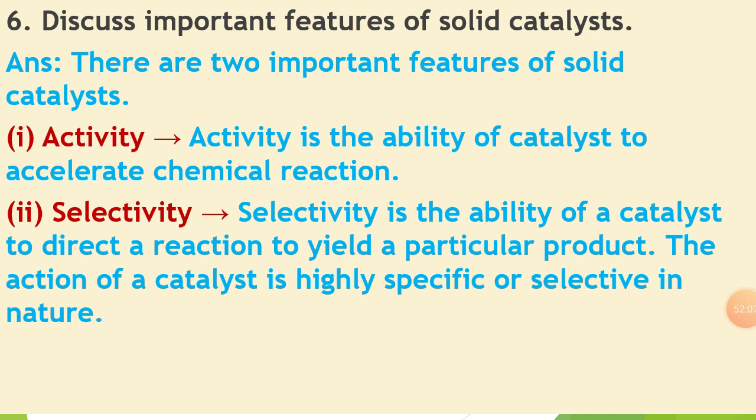Now question number 6. Discuss important features of solid catalyst. There are two important features of solid catalyst, which I also told you: activity and selectivity. Activity means the ability of a catalyst to accelerate a chemical reaction, that means to enhance the rate of the chemical reaction. And selectivity is the ability of a catalyst to direct a reaction to yield a particular product. The action of a catalyst is highly specific or selective in nature. That means one catalyst only catalyzes a particular reaction, not all reactions.